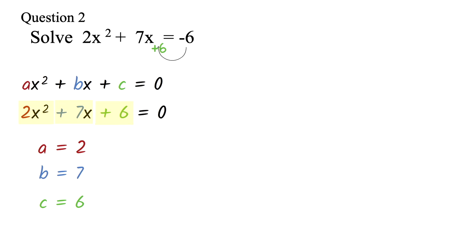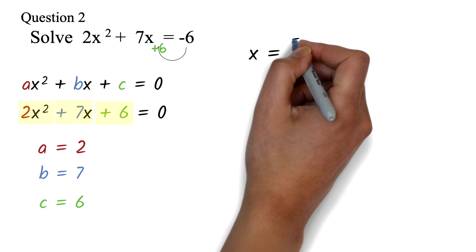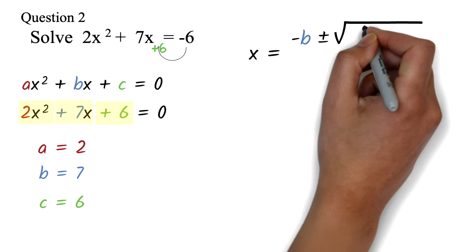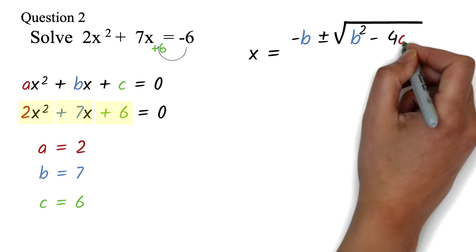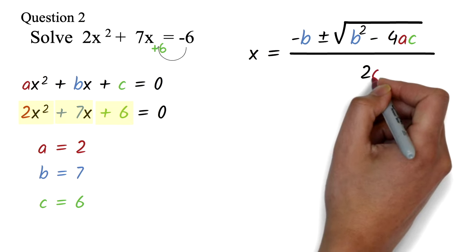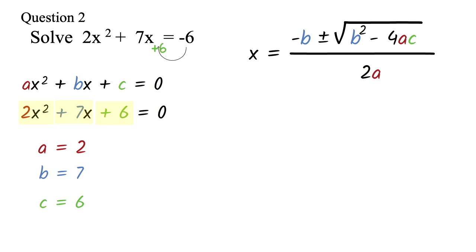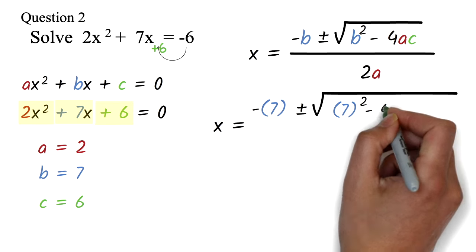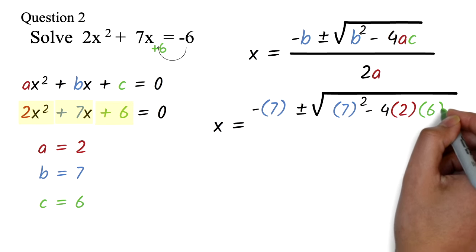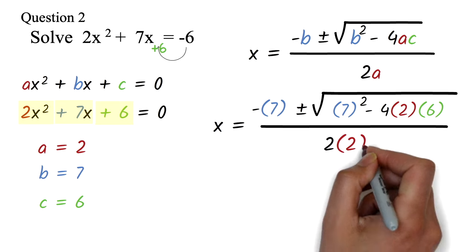The quadratic formula is x equals minus b plus or minus square root of b squared minus 4ac, all over 2a. We'll just replace each of the letters by their values. Please take note of the color code so you know where everything is coming from. We have x equals minus 7 plus or minus square root of 7 squared minus 4 times 2 times 6, all over 2 times 2.